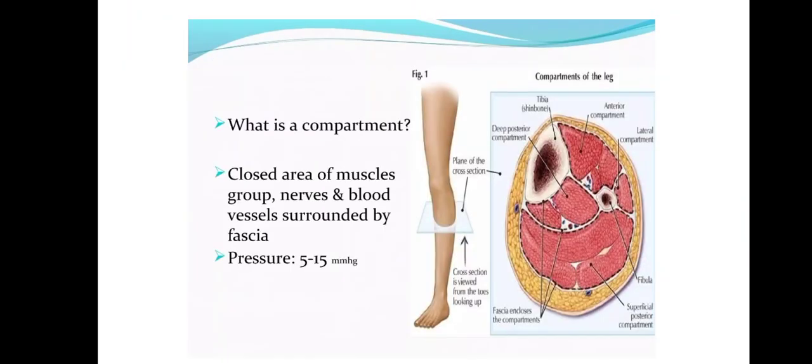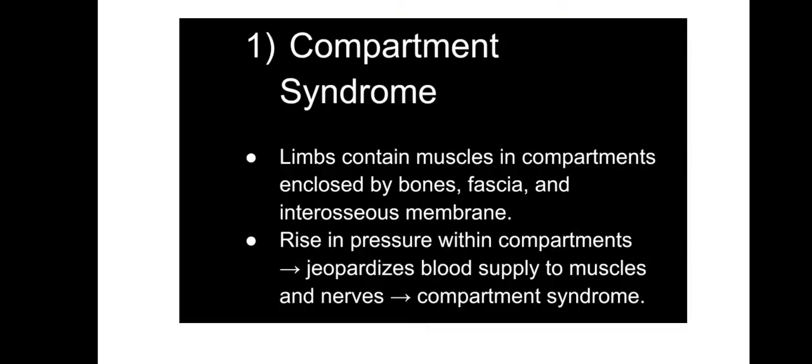We know that a compartment is a closed area of muscle groups, nerves and blood vessels surrounded by fascia, and it has a normal pressure of 5 to 15 mm mercury. Here you can see in the diagram there is a compartment of the leg. Now we know that the limb contains muscles in compartments, right? It is enclosed by bones, fascia and interosseous membrane.